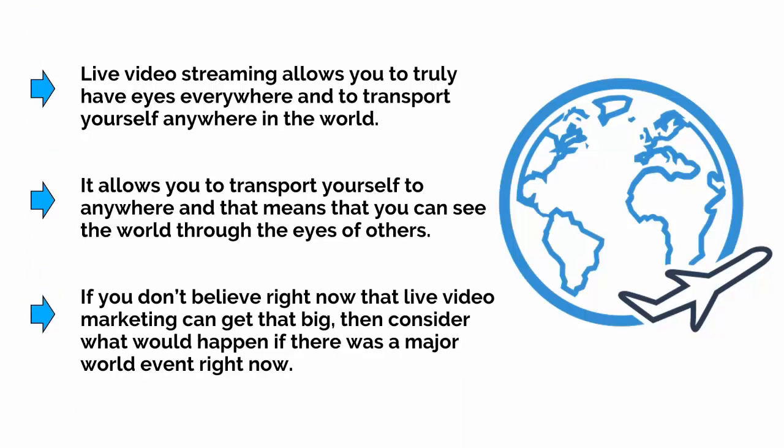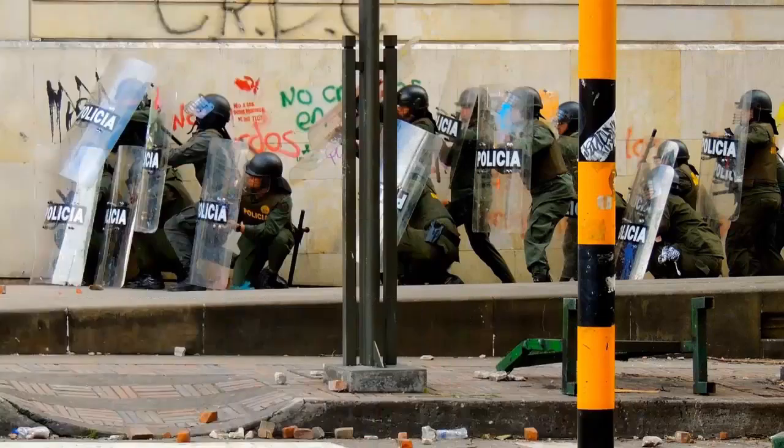If you don't believe right now that live video marketing can get that big, then consider what would happen if there was a major world event right now. Now, imagine a huge riot in the streets that was being reported all over the news and which was simultaneously being streamed through Periscope by multiple different people at multiple locations around the event. Can you imagine what a difference this would make to the reporting? How would you feel if you could experience being there live and speak to the person holding the camera? Inevitably, when this does happen, people will rush to the platform and it will boom in a huge way.